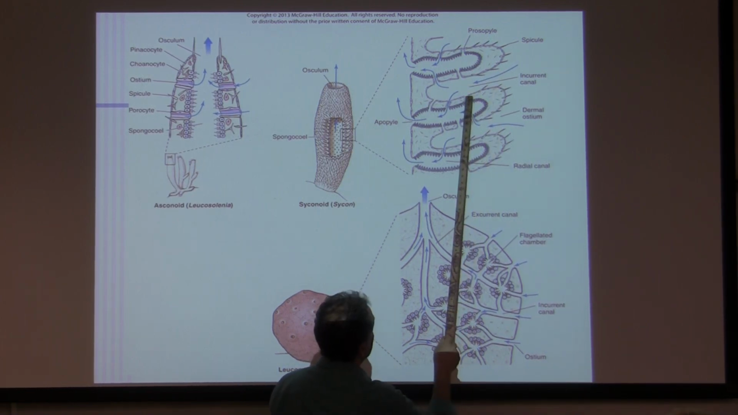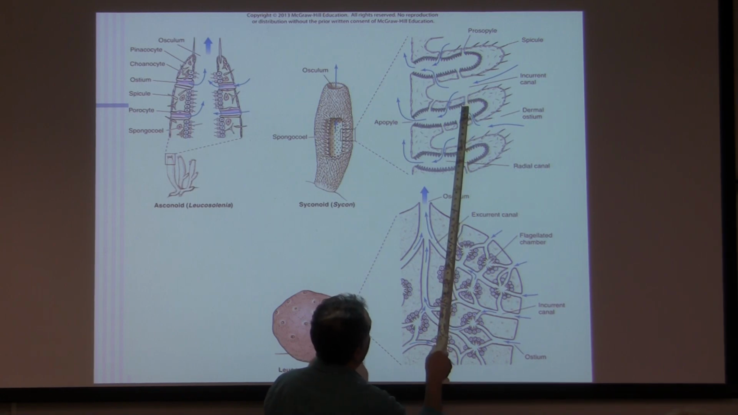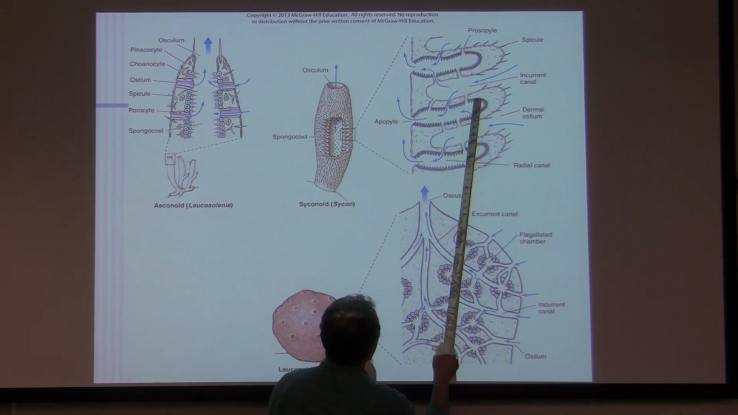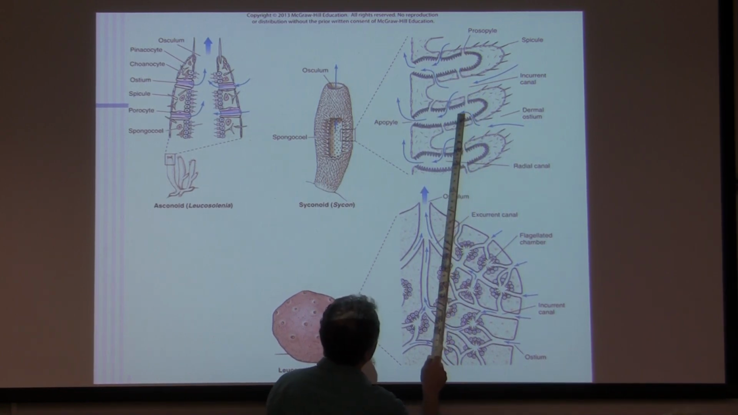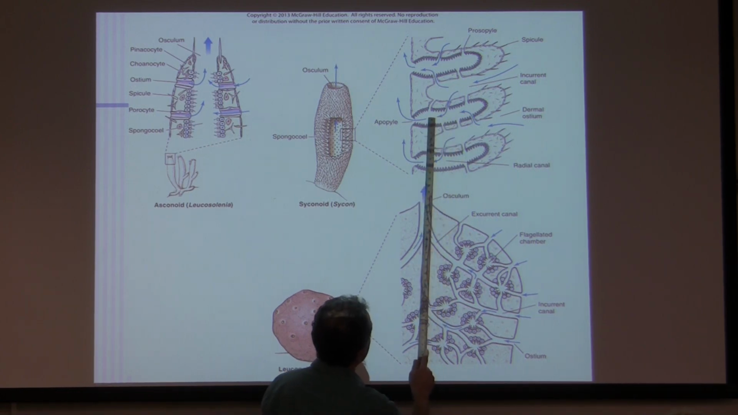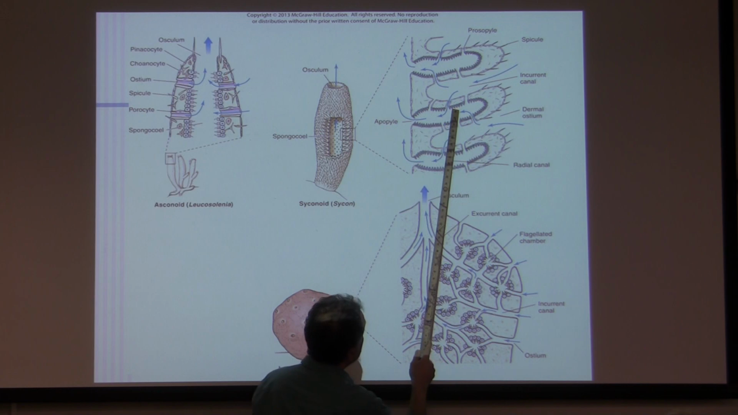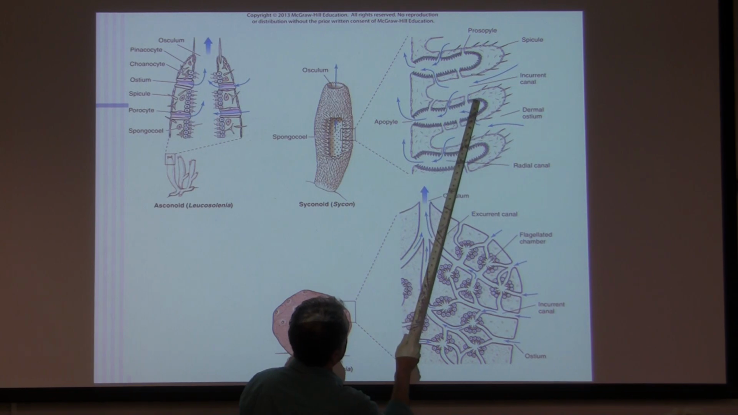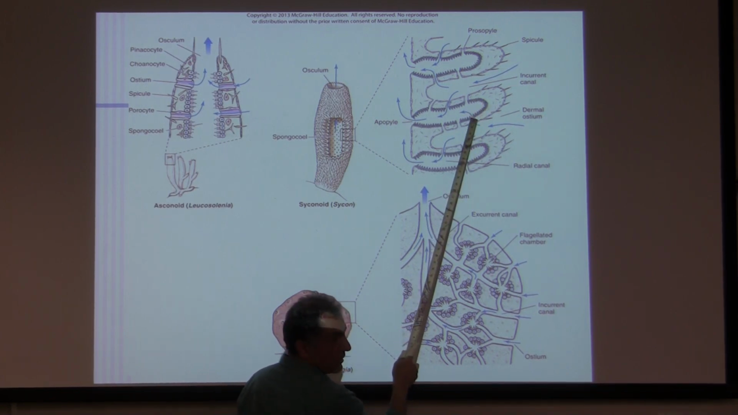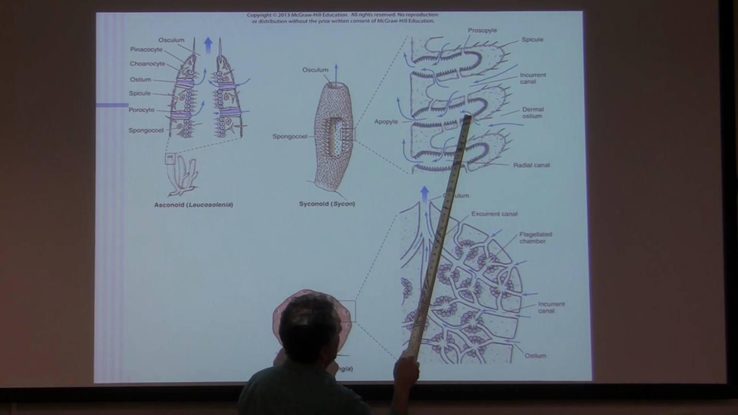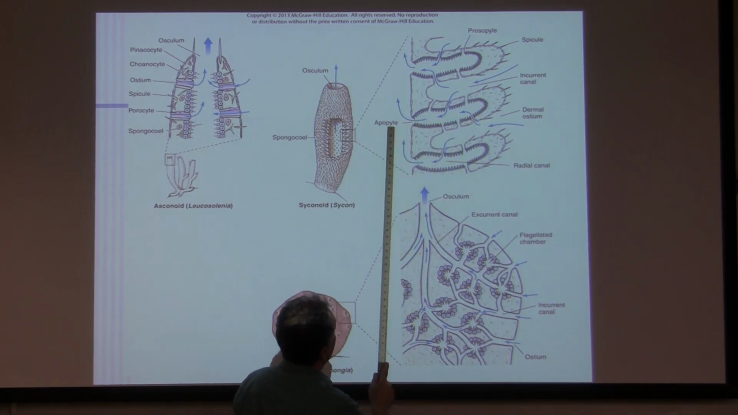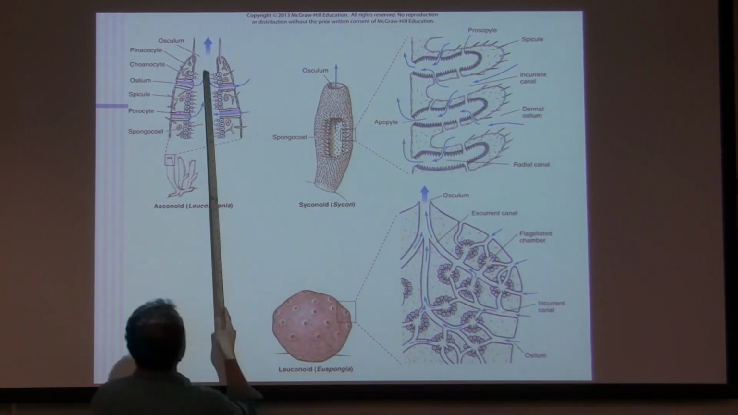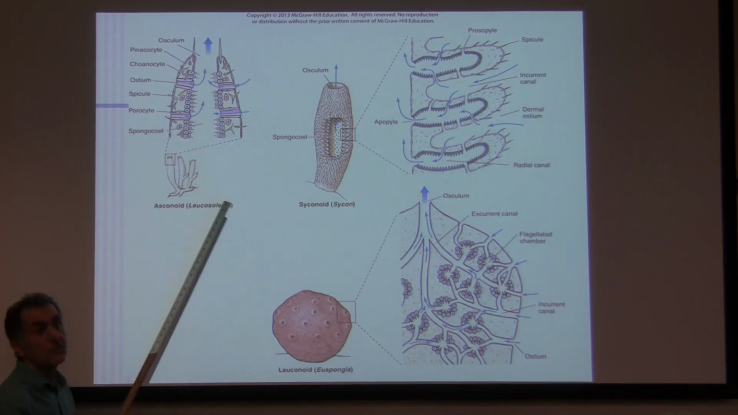From incurrent canal, water goes through these openings, which are called prosopyles. It's not mentioned in here, but here, right here, it's mentioned, prosopyle. So water goes in through prosopyle, goes to radial canal. These are radial canals. And then inside of radial canal, you have these choanocytes. All of these choanocytes that I mentioned, they're right here. And they absorb food. And then with the help of the flagellum, they push the water out, and the water goes out through osculum. And that space right here, look at that space. That space right here is called spongocoel.